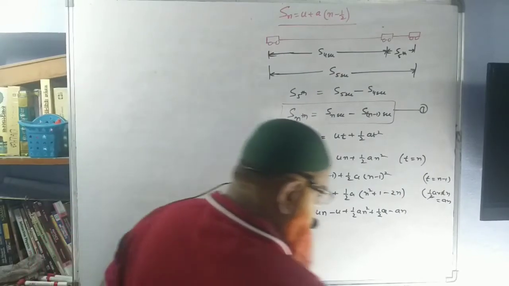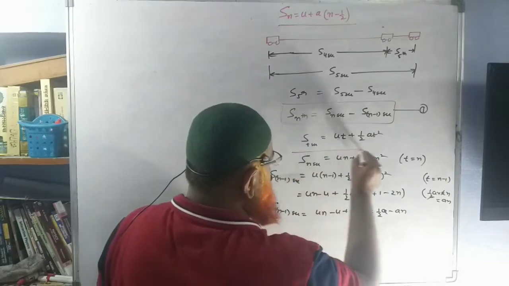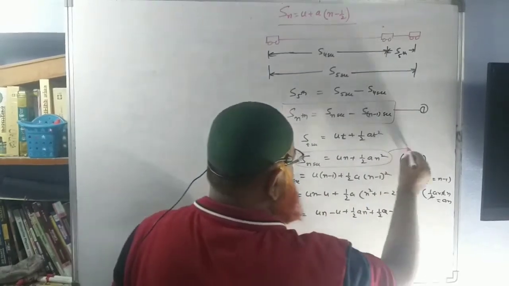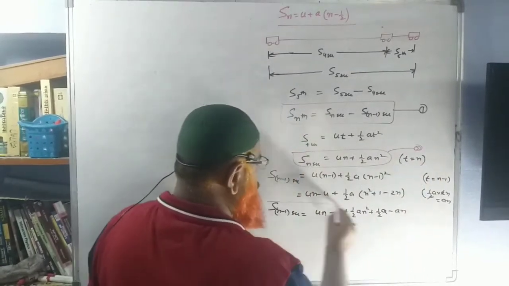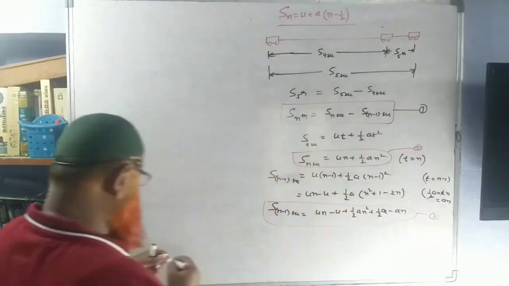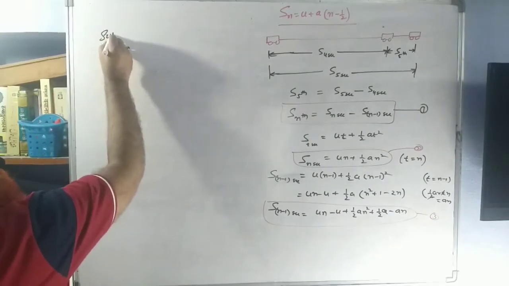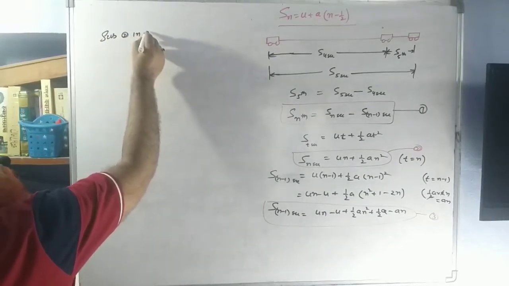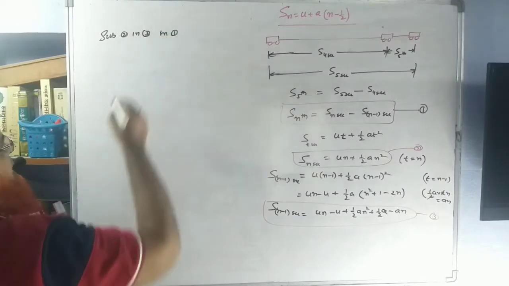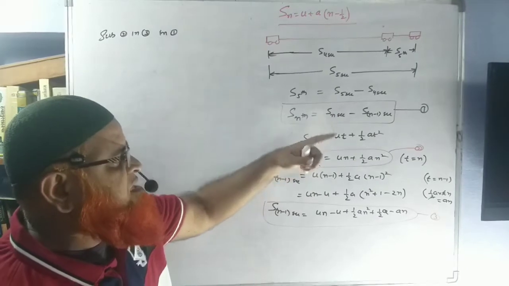So here, let us take this equation as the second one and this equation as the third one. Okay. So this is the third equation. Let us do one thing here. What are you going to do? Now you are substituting 2 and 3 in 1. You are taking these two equations and substituting here because you want to find out the nth second.